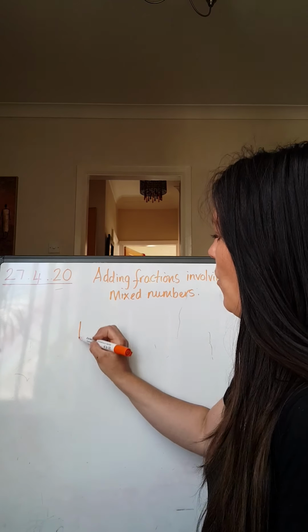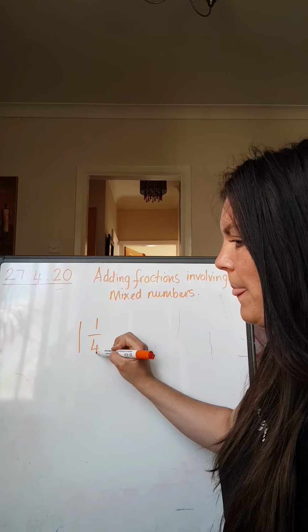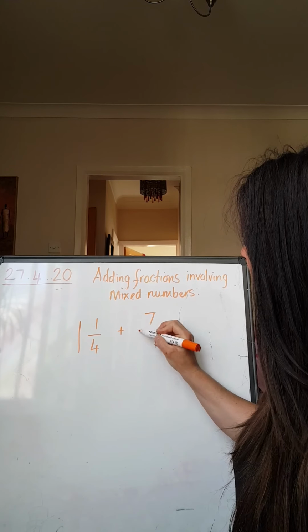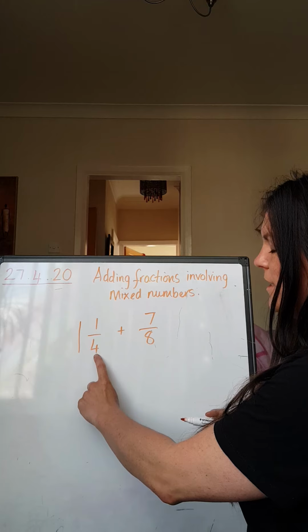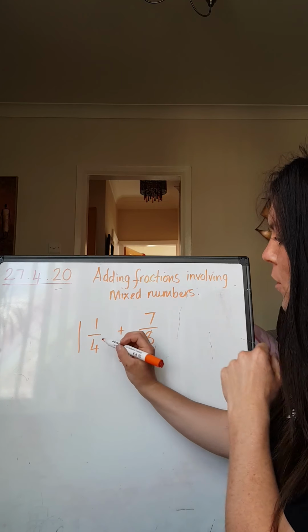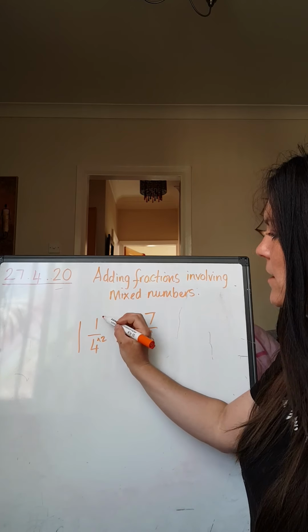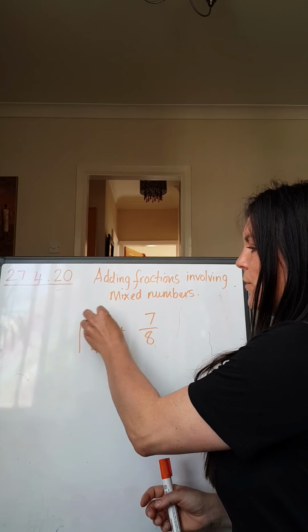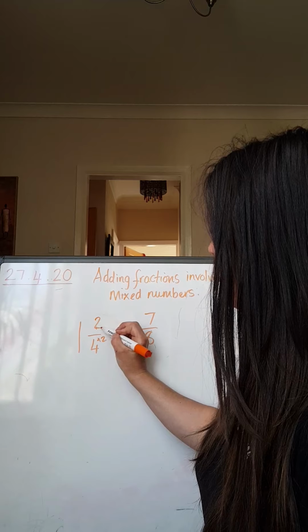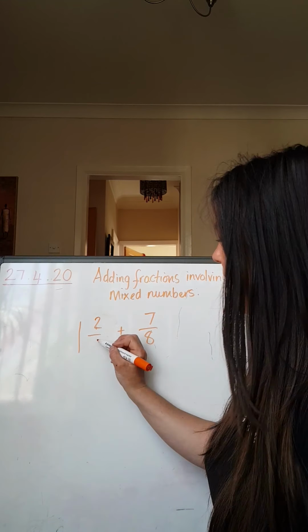Question number 10. 1 1/4 add 7/8. Now I'm going to go for it first and change this into 8. So 4 times 2 would be 8. So times the top by 2. So the new fraction is going to be 2/8. 1 times 2 is 2. 4 times 2 is 8.